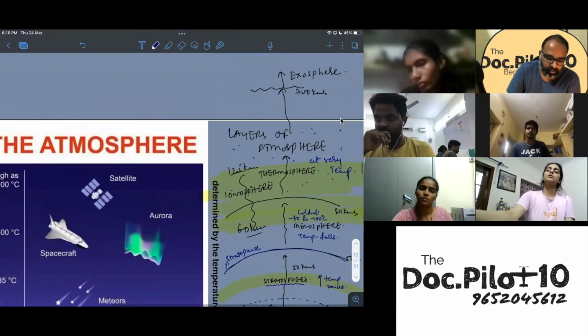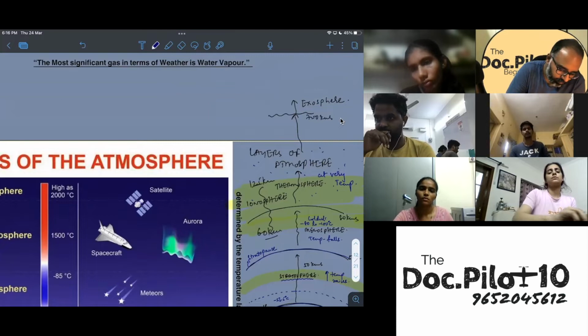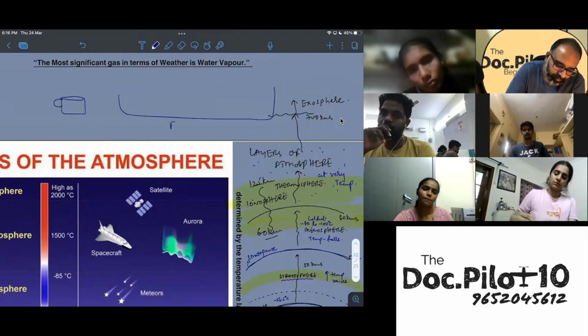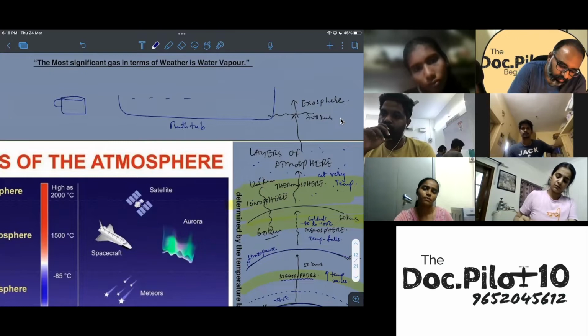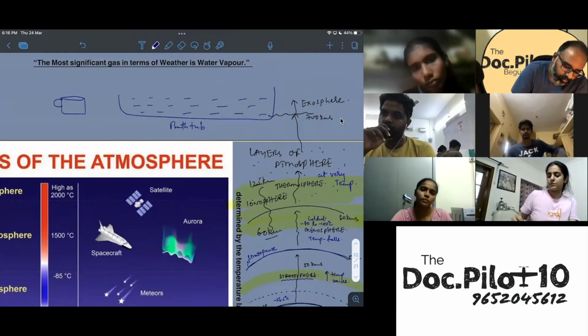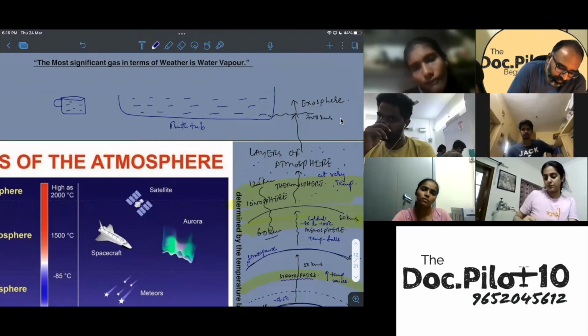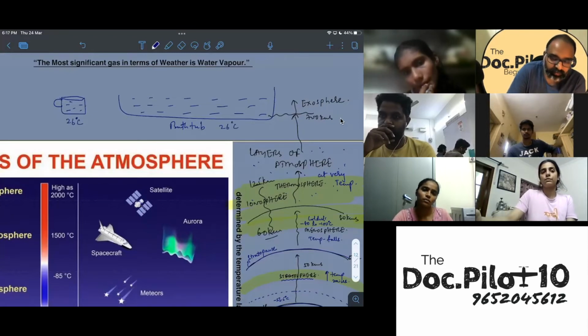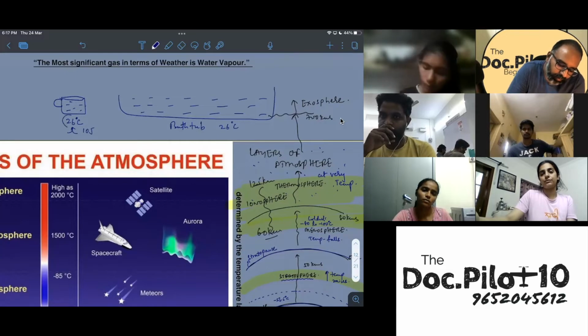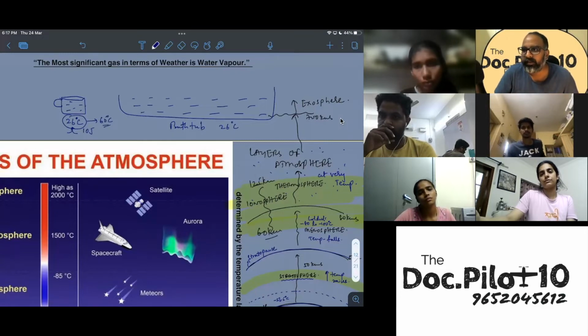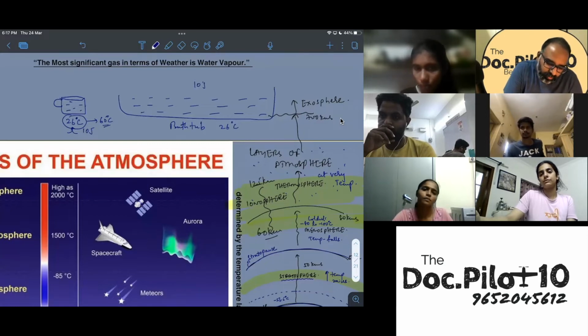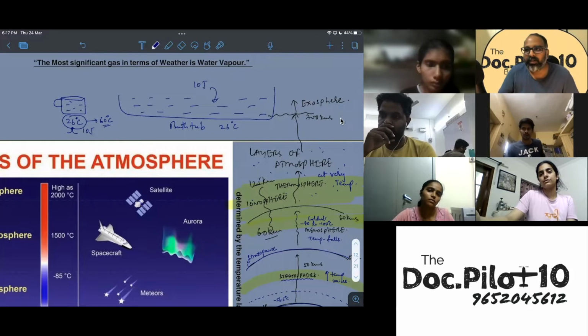Now, I'll give you an example. There is a cup of tea. Next, there is a bathtub. Let's say this cup of tea became cold. It is at room temperature, 26 degrees centigrade. This bathtub water is also at 26 degrees centigrade. Now, if you give heat, let's say 10 joules, the 26 degrees centigrade cup of tea will become 60 degrees centigrade and you can have it. But if you give 10 joules to the bathtub, will it become 60 degrees centigrade?